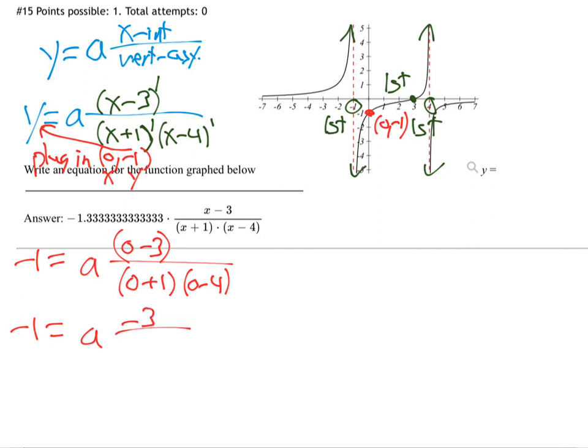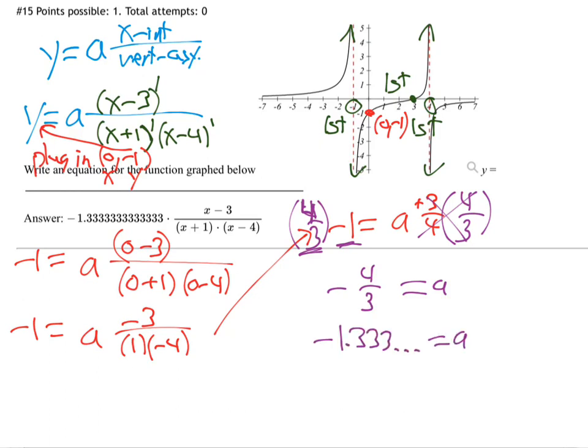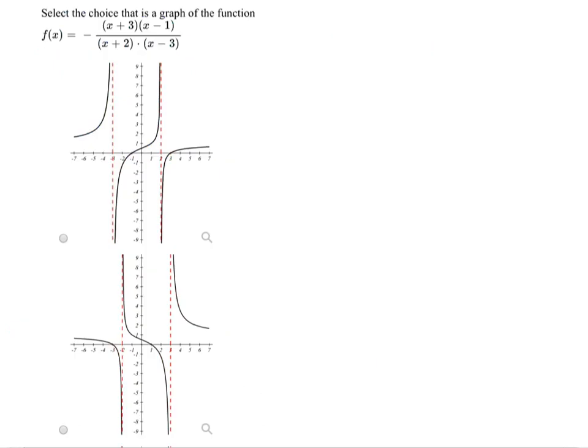And we get what? Negative 3 over 1 times negative 4. Bring it over here. We get, what's that? Negative over negative? Positive 3/4. Now, how do we finish solving for a there? Multiply by the upside down, 4/3, on both sides, cancels. A is 4/3 times -1, negative 4/3. Divide that in your calculator, negative 1.33333. There's a. So there's a times x minus 3 over x plus 1 times x minus 4. There we go.